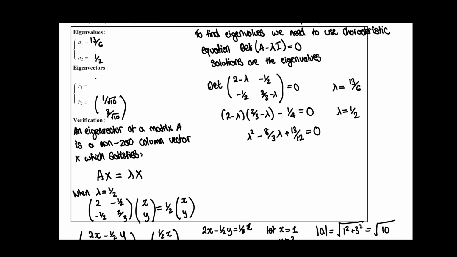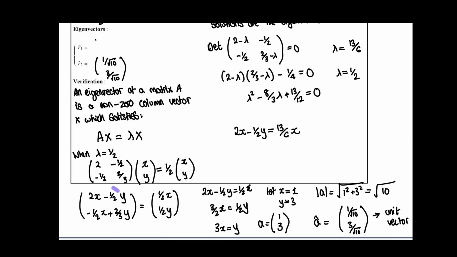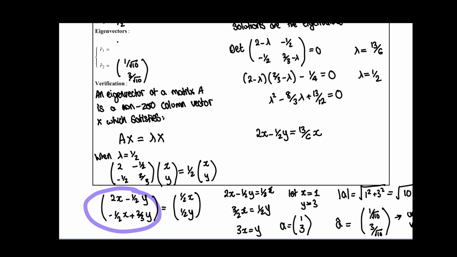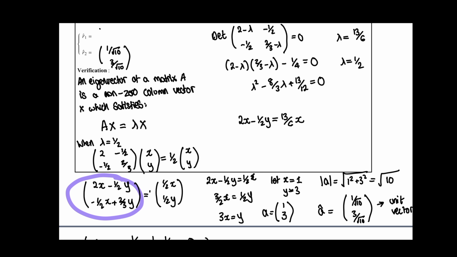If we do the same thing for 13 over 6, we will get the equation 2x minus a half y is equal to 13 over 6 x. So of course this matrix will remain the same and we will have a 13 over 6 instead of a half, and that's where I got this equation. If we now solve this, we will get minus 1 over 6 x is equal to a half y, and then minus x is equal to 3y. So if we let y equal 1 this time, we'll get x is equal to minus 3. So our eigenvector will be (minus 3, 1).